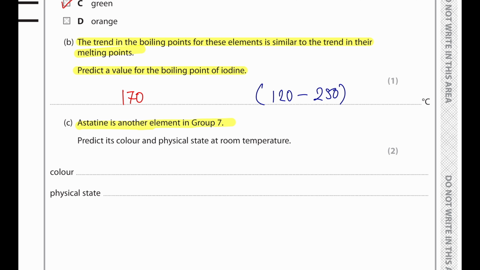Astatine is another element in group 7. Predict its color and physical state at room temperature. Iodine is already a solid, so below iodine is astatine. So the color will be black definitely, and physical state is definitely going to be solid.